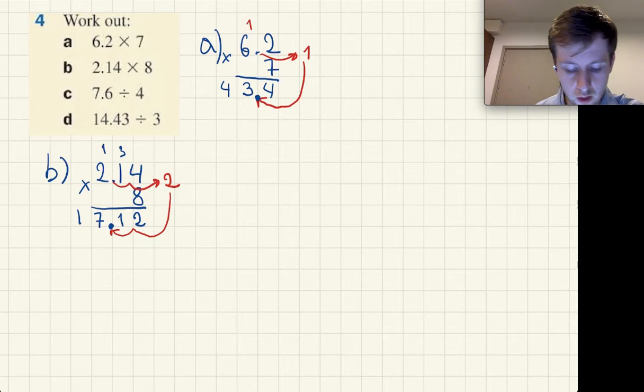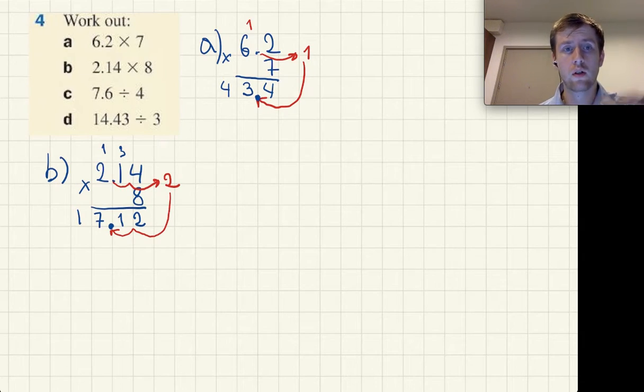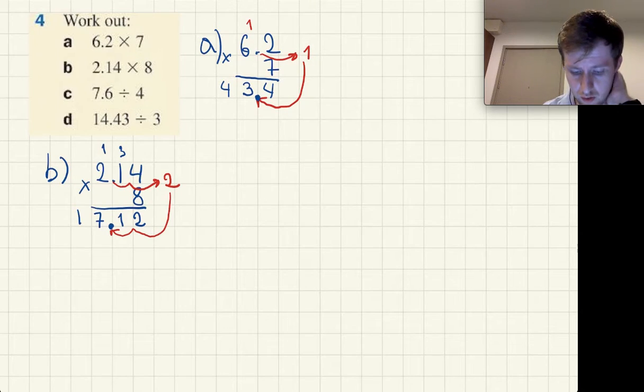Next we have a division with the point. So 7.6 divided by 4. We can do the familiar process as I just did. 7.6 divided by 4.